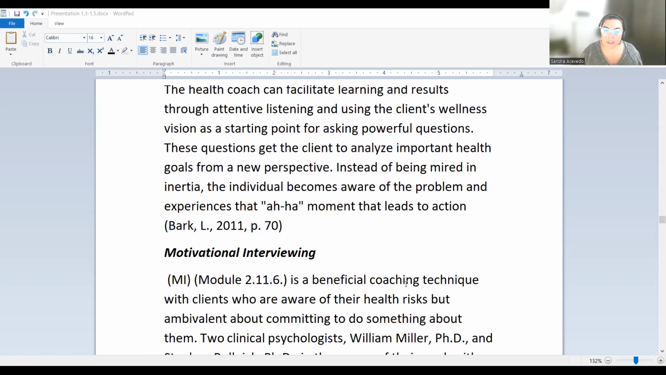The health coach can facilitate learning and results through attentive listening and using the client's wellness vision as a starting point for asking powerful questions. These questions get the client to analyze important health goals from a new perspective. Instead of being mired in inertia, the individual becomes aware of the problem and experiences that aha moment that leads to action.